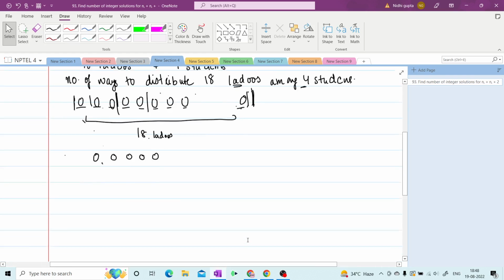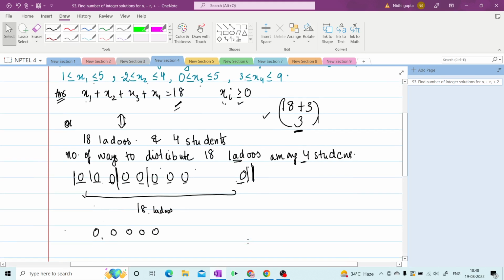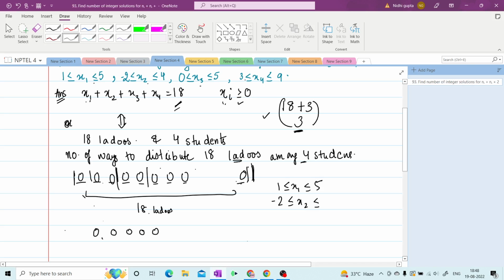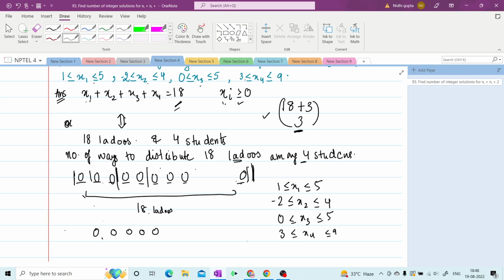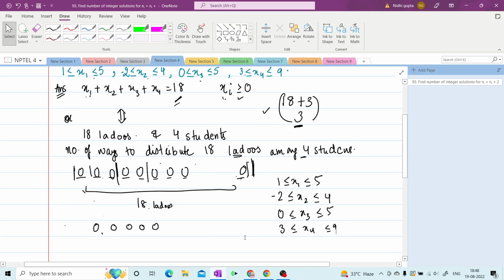Yes, ma'am. Okay, but now we have these ranges also given: 1 ≤ x1 ≤ 5, -2 ≤ x2, and so on. Now we have these ranges. So what do we do? We have to find the possible solutions of x1 plus x2 plus x3 plus x4 equal to 18.